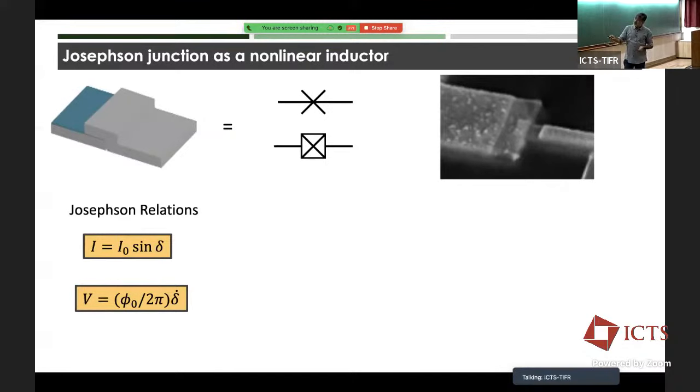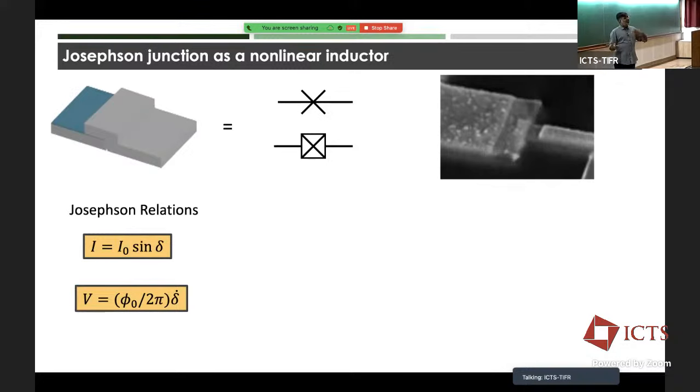What does this equation signify? If I is less than I naught and fixed, then there's a solution for this equation. Delta is a constant, which means delta dot is 0. So no voltage. That is the superconducting state of the Josephson junction, provided this current is smaller than I naught, which is often called the critical current of the junction. So if I is smaller than I naught and not changing, then you have 0 voltage. There's no voltage across it. It looks like a superconductor with no dissipation.